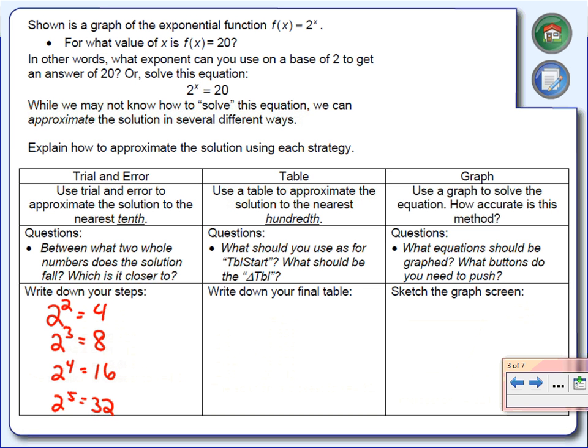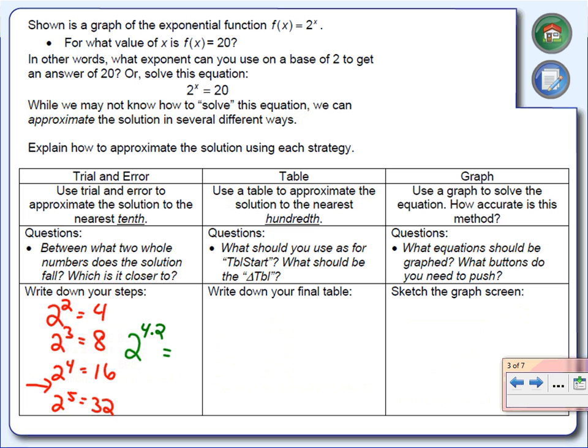So right now, from what we've tried out so far, this exponent that we're looking for should fall between what two numbers? 4 and 5. It's going to fall somewhere in this area here. So let's see if we can get a little closer to that 20 than a 16 or a 32. So let's try 2 to the 4 point something power. What do you think? 4 point what? 4.2. Let's try it. 4.2.